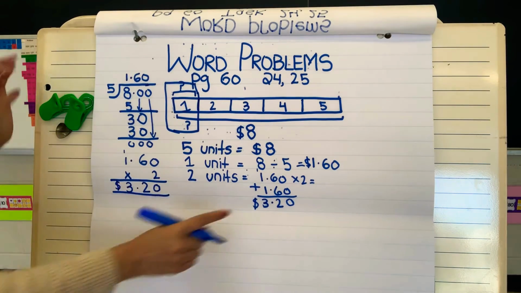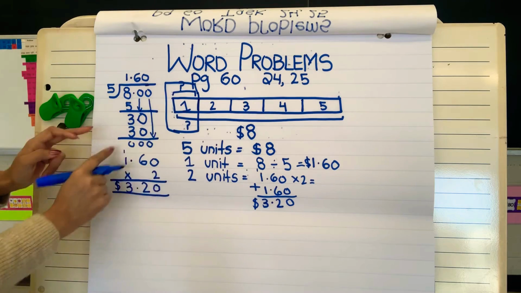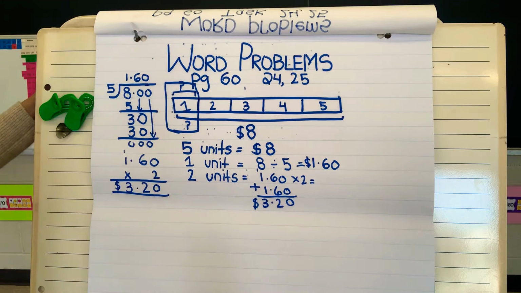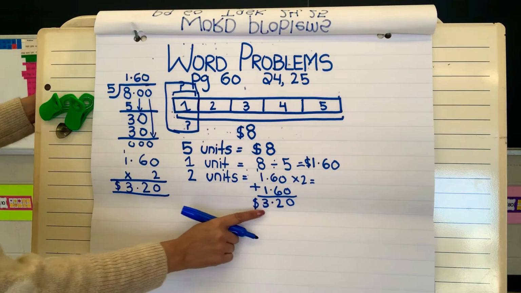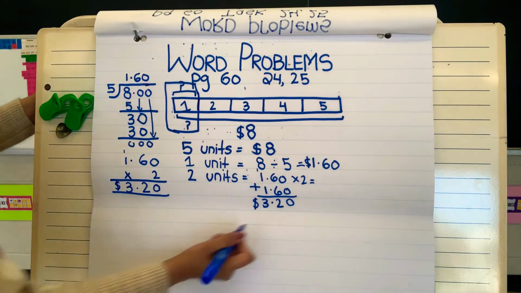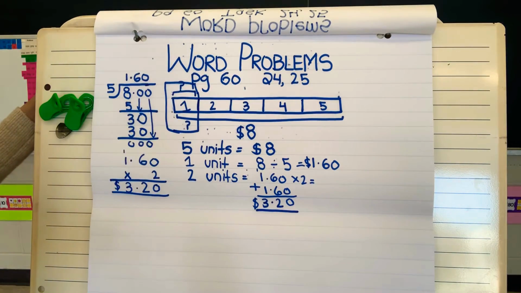I can either add, but I would have to add 2 numbers, or I can just, in one step, multiply. Okay? Does that make sense? So that means 2 boxes cost $3.20. Okay, this was your problem 24 on page 60.